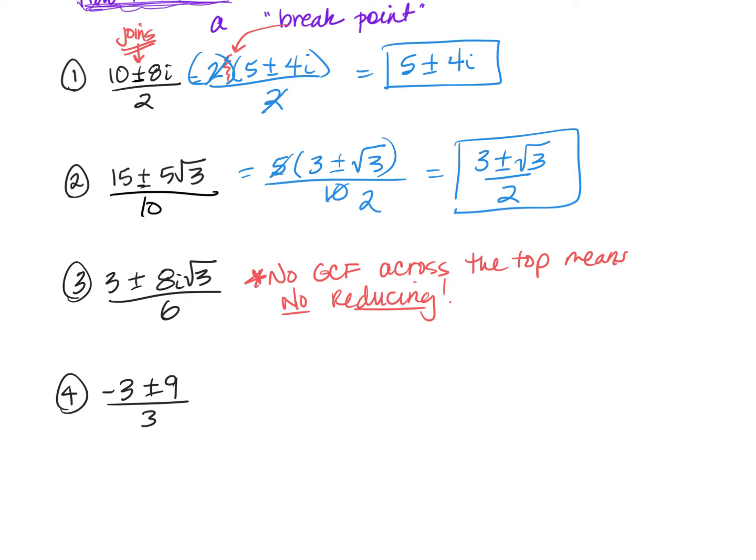That's it. Look at number 4, negative 3 plus or minus 9. Now, notice there's not any radicals in here. There's nothing really to reduce, so I have whole numbers. So if there is no radical or there's no i involved, then you just solve it. Just finish it.